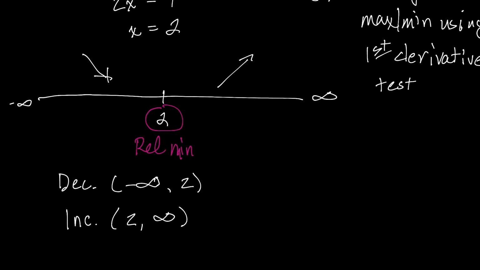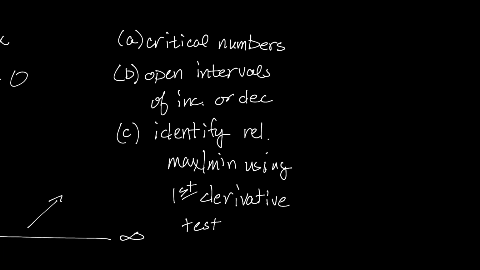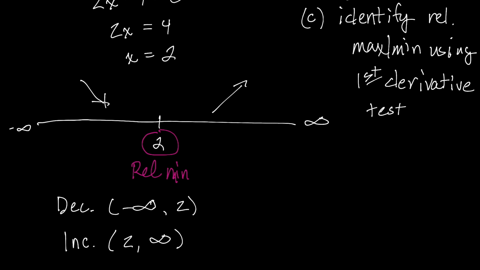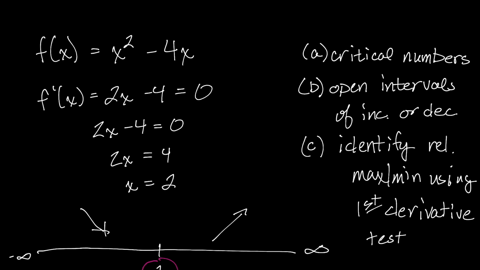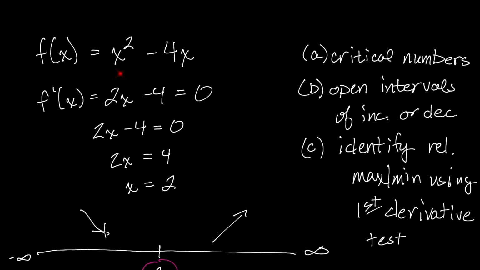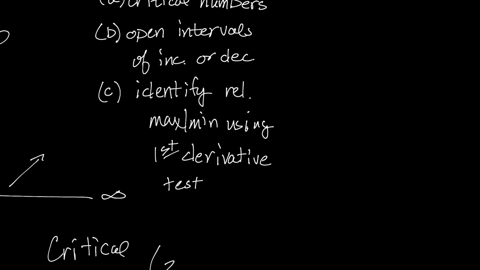So that takes care of part B over here: open intervals of increase and decrease, and identify relative max or min using the first derivative test. Well, we kind of did that heading into this. I know that where x equals 2 has to be a relative minimum. If I wanted to find the critical point, let me write down critical point, I would have to substitute 2 in place of the original function. So 2 squared is 4, minus 4 times 2, which is 8. So 4 minus 8 is negative 4.